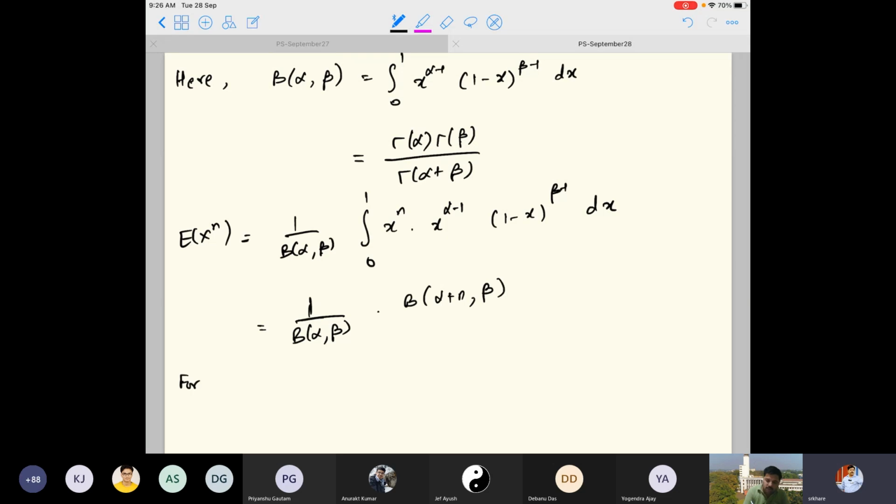So for n is equal to 1, what happens? For n is equal to 1, what is the expected value of x? Can you tell?